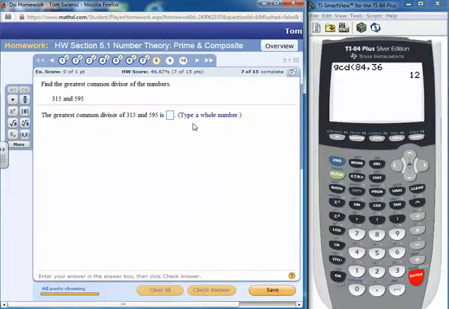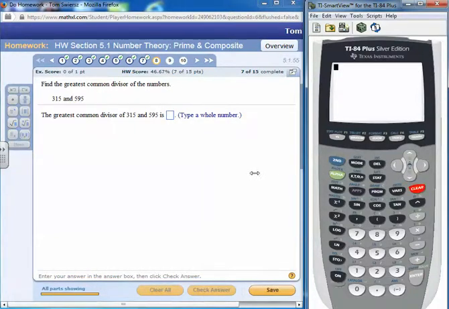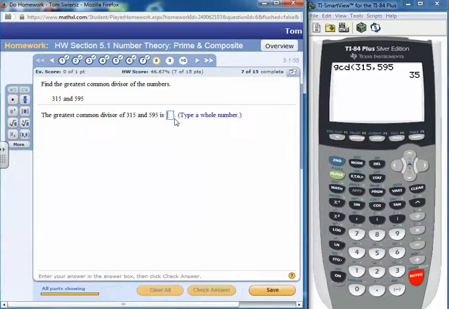Okay, number 8, the greatest common divisor of 315 and 595. Again, we can do it on our calculator. Go to math, go over to numbers, and then we scroll down to GCD, put in the first number, comma, the second number, hit enter, and the greatest common divisor of 315 and 595 is 35.